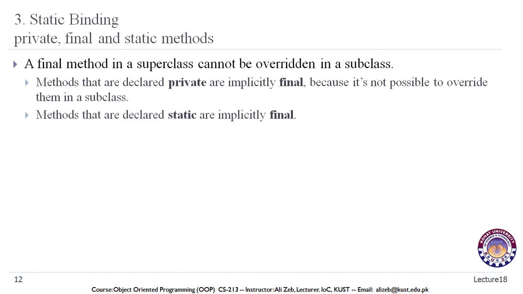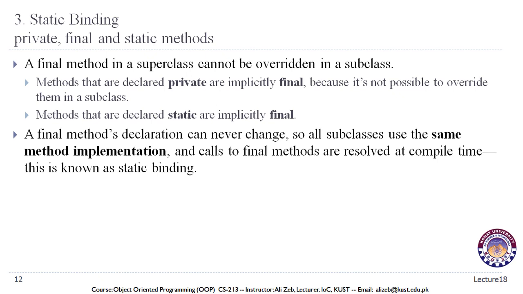Methods that are declared as static are implicitly final. So if we declare a method as static, and we look at a few examples as well to understand these ideas, then we cannot override that method as well. And by that we mean a final method's declaration can never change. So all subclasses use the same method implementation, and that is the implementation that has already been done in the superclass. And calls to final methods are resolved at compile time.